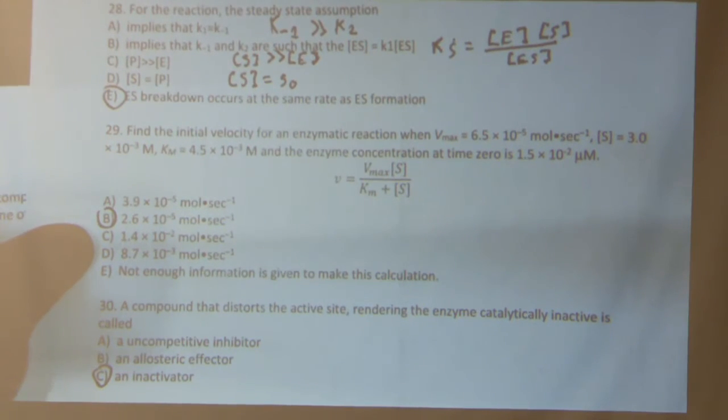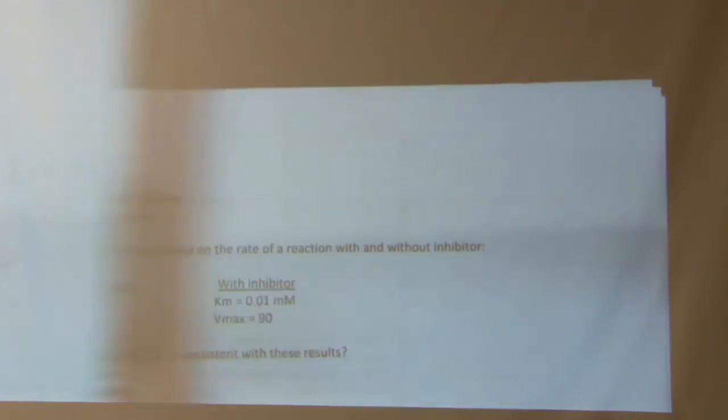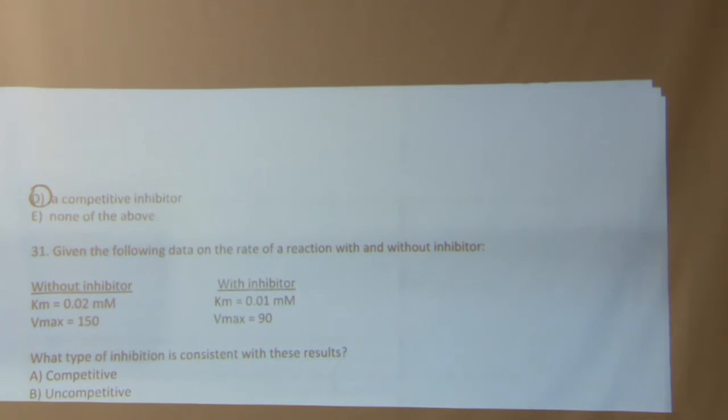This is number 30. The answer I have is D. She counted non-competitive inhibitor. So she counted inactivator, competitive inhibitor, and non-competitive inhibitor. Let's see if anyone can. Does anyone have their old test too? Was the one answer that she did put competitive? Yeah, that's what I have too. So I have competitive inhibition as the answer.